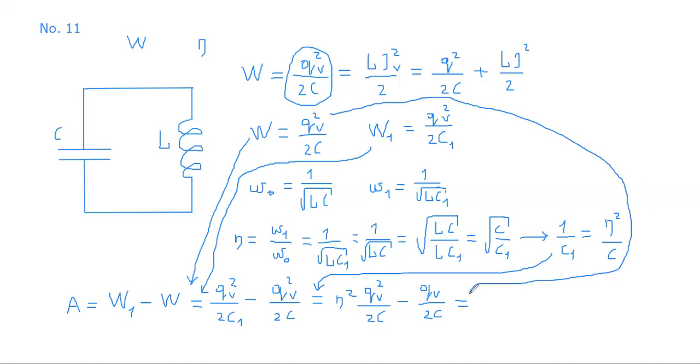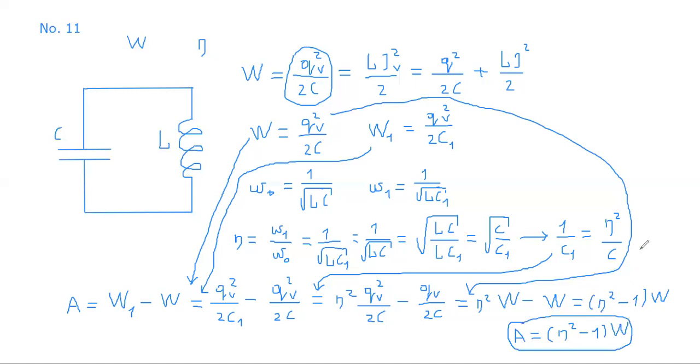We can use this formula for energy again, and according to this we have minus double V. So we have eta to the power of 2 minus 1 double V. So work is equal to eta minus 1 double V. Okay, this is the answer. So, do you have any questions?